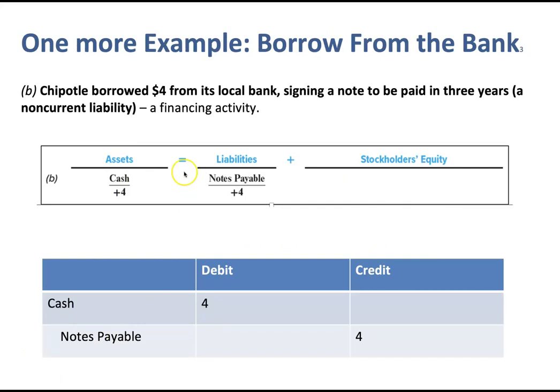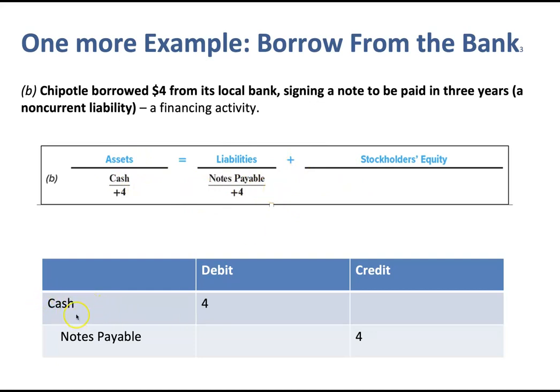Borrowing from the bank. Chipotle borrowed $4 from the local bank, signing a note to be paid in 3 years. So it's a non-current liability and it's a financing activity. In this example, what did Chipotle get? Cash, right? Cash increases. What did Chipotle give up? It's basically an obligation to pay in the future. So notes payable, a note to be paid. Notes payable increases by $4. You would see your left-hand side equals the right-hand side, $4 and $4.